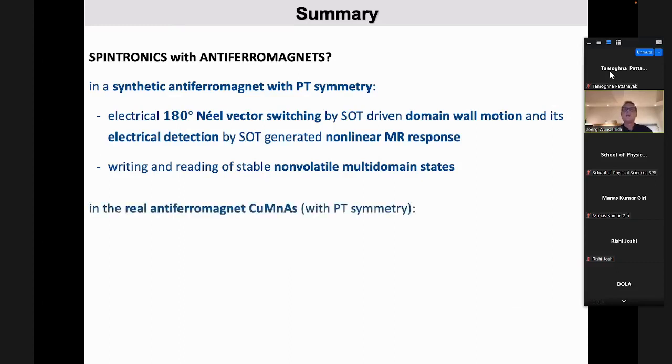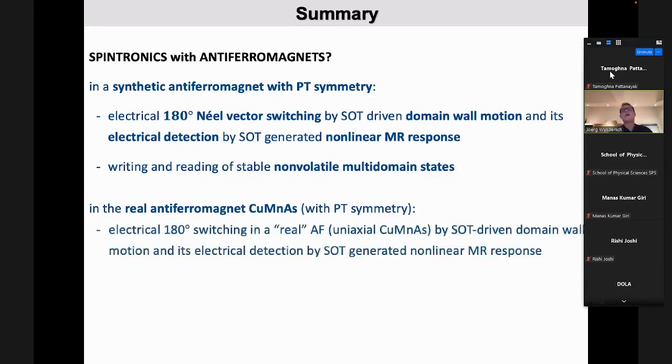And in the real antiferromagnet, copper manganese arsenide, which also has a Néel temperature well above room temperature, all these measurements I showed you were done at room temperature. It also has this PT symmetry and behaves the same way. You can also electrically switch the Néel vector by 180 degrees, and you can detect it with this spin-orbit-driven nonlinear magnetoresponse. And yes, this is more or less what I wanted to show you. Thank you very much for your attention.